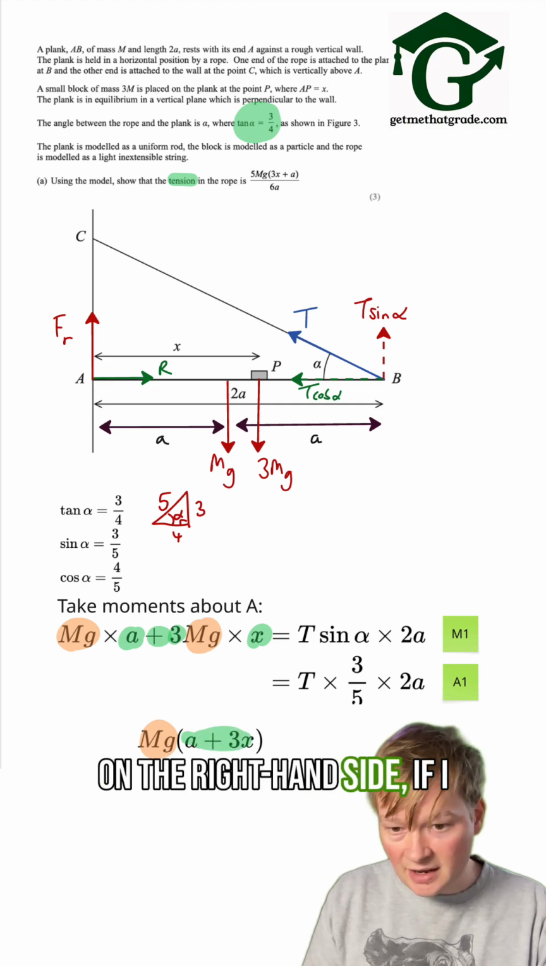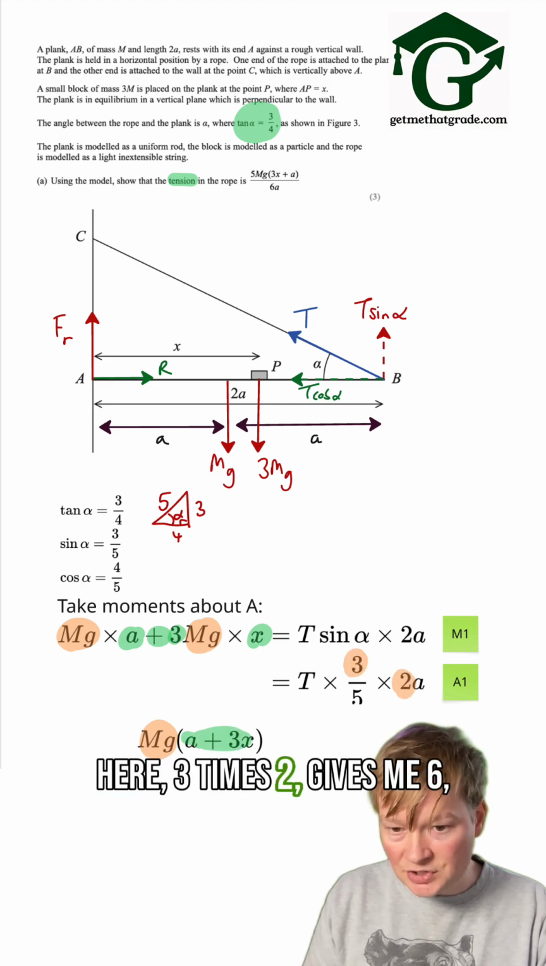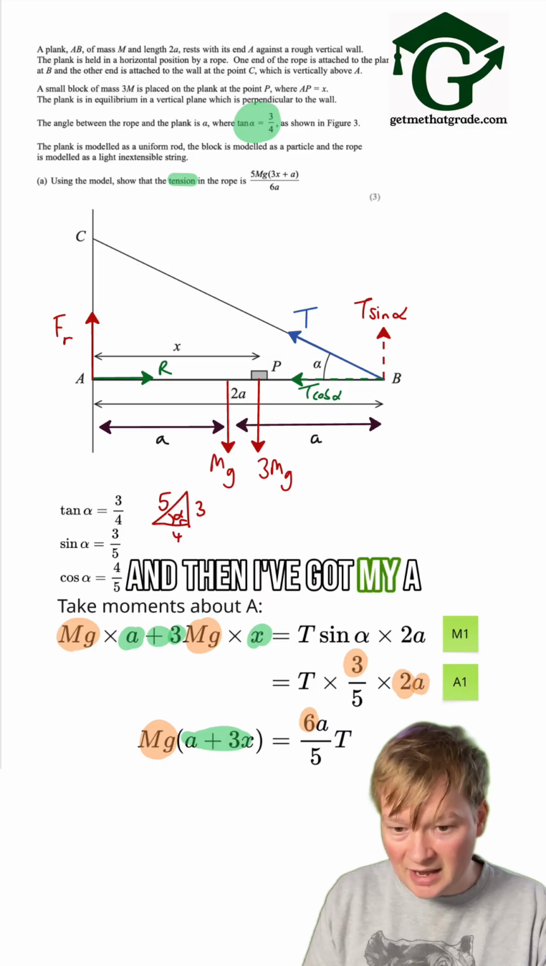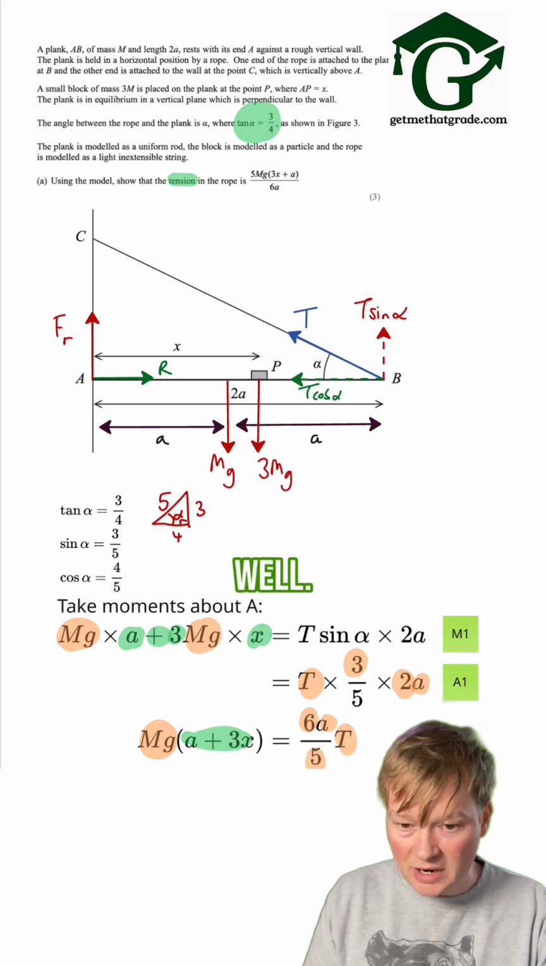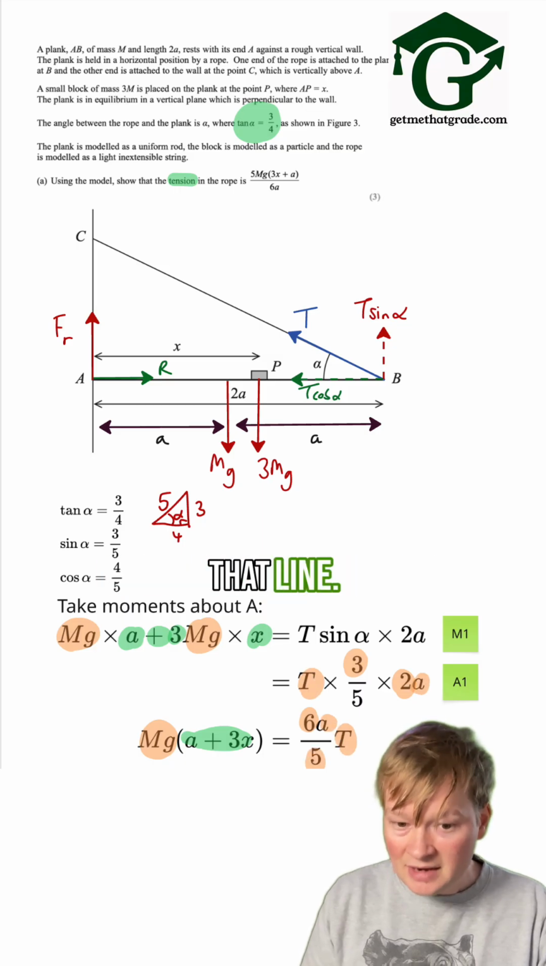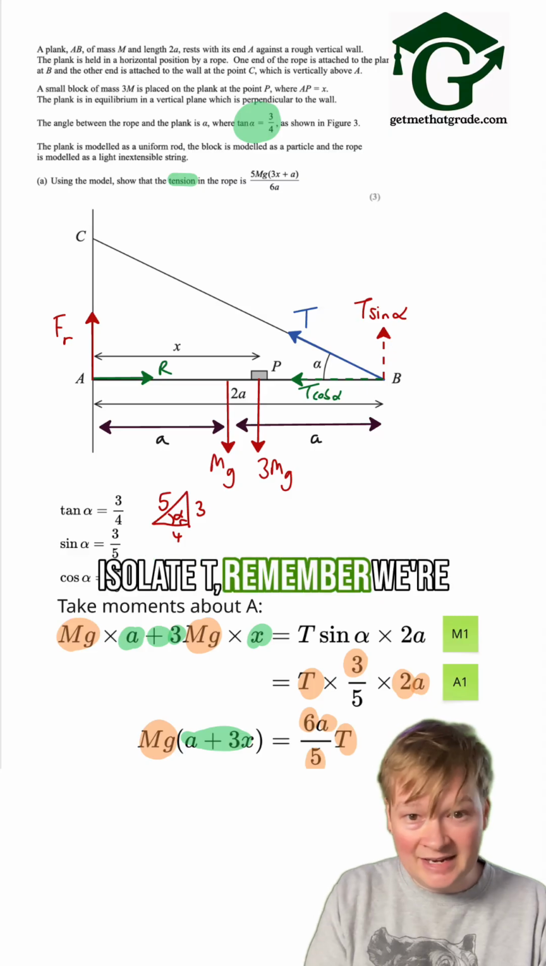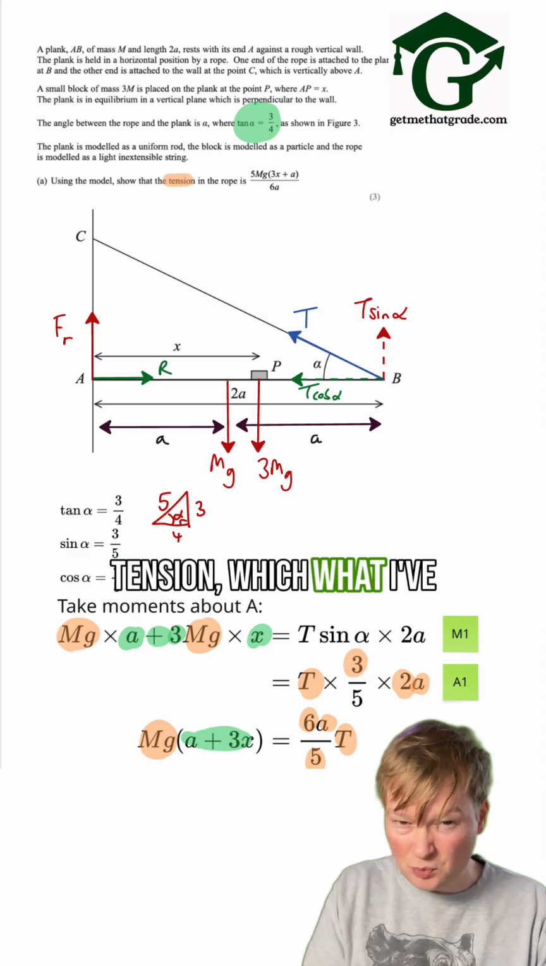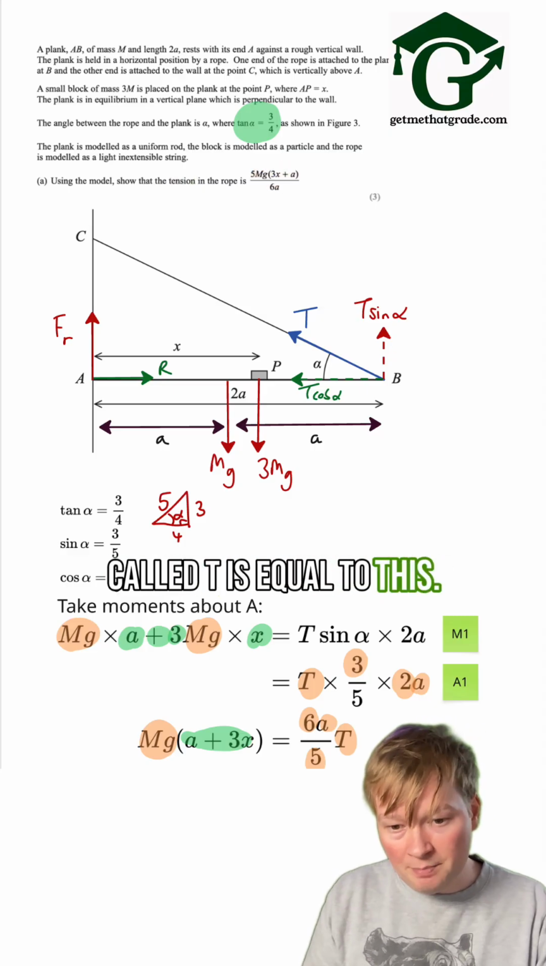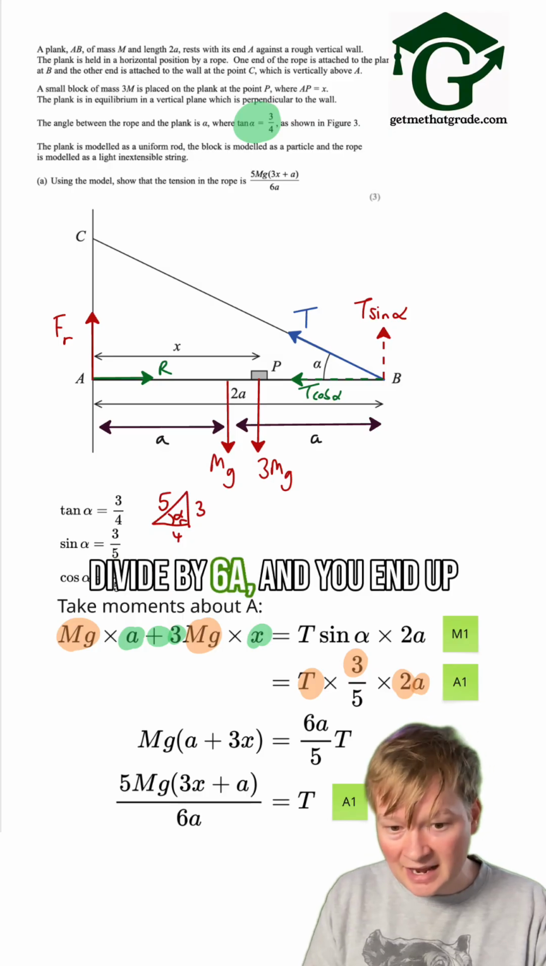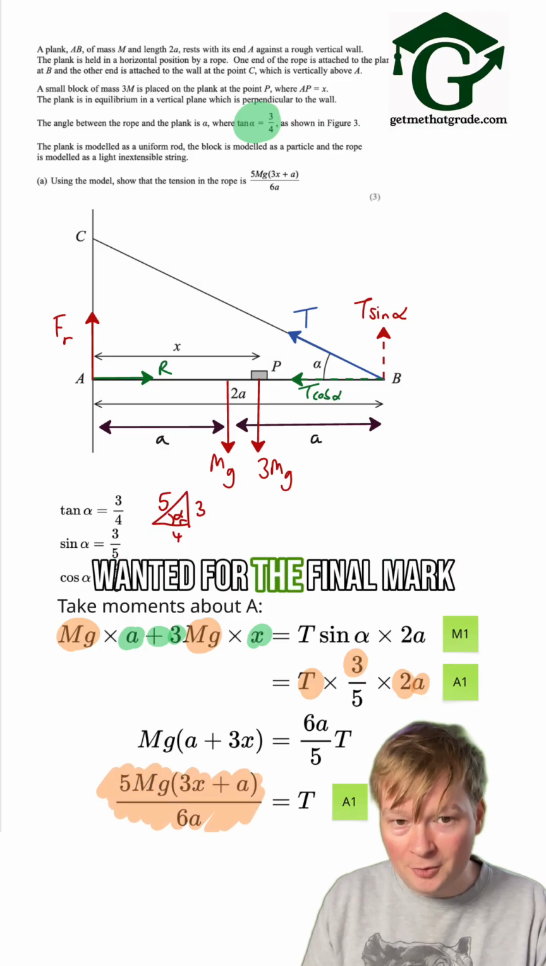On the right-hand side, if I do the number crunching here, 3 times 2 gives me 6, and then I've got my a divided by 5, and the T as well. So that's how I've got to that line. Next, all I need to do is to isolate T. Remember, we're trying to show that the tension, which is what I've called T, is equal to this. So we multiply by 5 and divide by 6a, and you end up with exactly what we wanted for the final mark of part A.